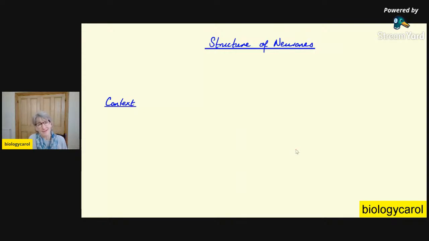And as always, we are starting with a little bit of context. I am taking you back for a little nostalgia trip to GCSE. You'll love this. It all seemed so simple then, didn't it? So I am going to remind you of the stimulus to response pathway, because this will put the context for why you are learning about the structures of the different types of neuron in a neuronal pathway.